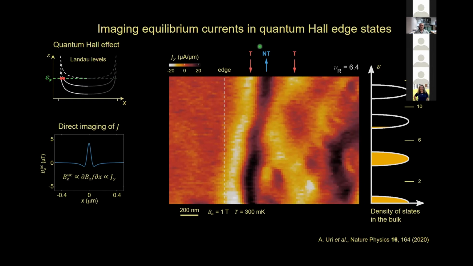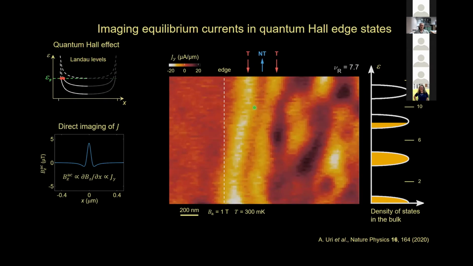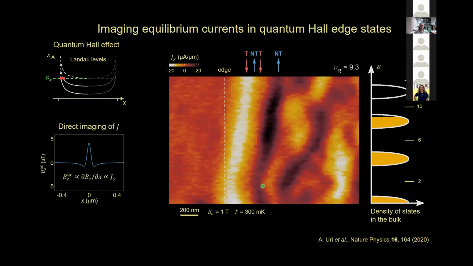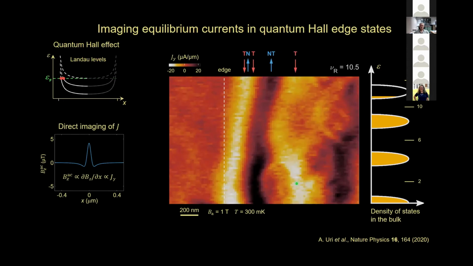And we will call this non-topological current. These are the topological skipping orbits currents that we expect. So let's go to the next Landau level. So now we'll go to 10. So these edge states get closer to the edge, they start overlapping, but then again, we see an opposite current followed by another topological current.